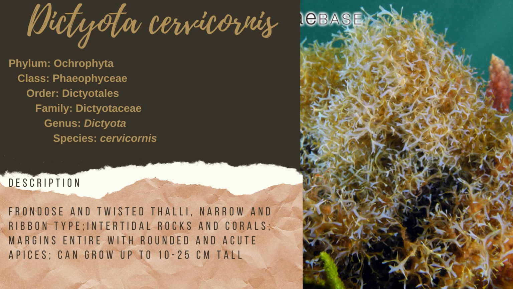Dictyota, from phylum Ochrophyta, class Phaeophyceae, order Dictyotales and family Dictyotaceae, has frondose and twisted thalli, which are narrow and ribbon type. It can be found on intertidal rocks and corals. Its margins are entire with round and acute apices. It can grow up to 10 to 25 centimeters tall.